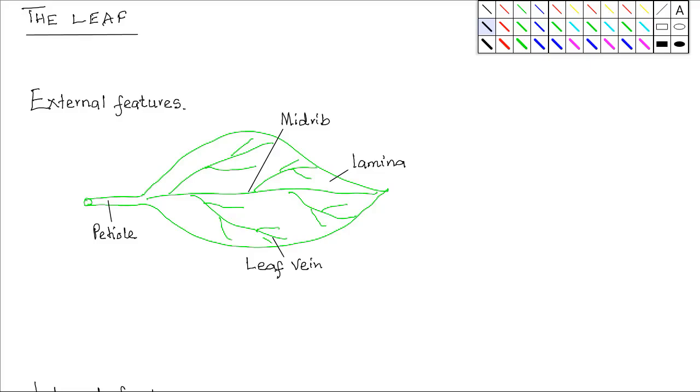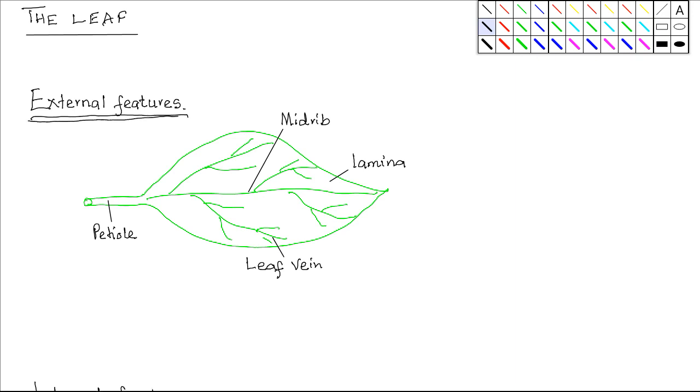The leaf is the main organ for photosynthesis. It has specific features that enhance the process of photosynthesis. Now we look at these features and how they enable the leaf as an organ to carry out photosynthesis efficiently. We first start by looking at the external features.